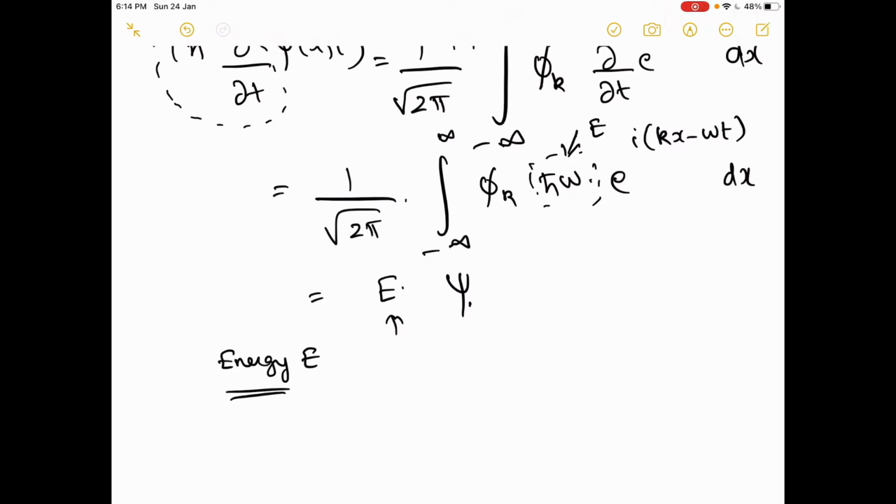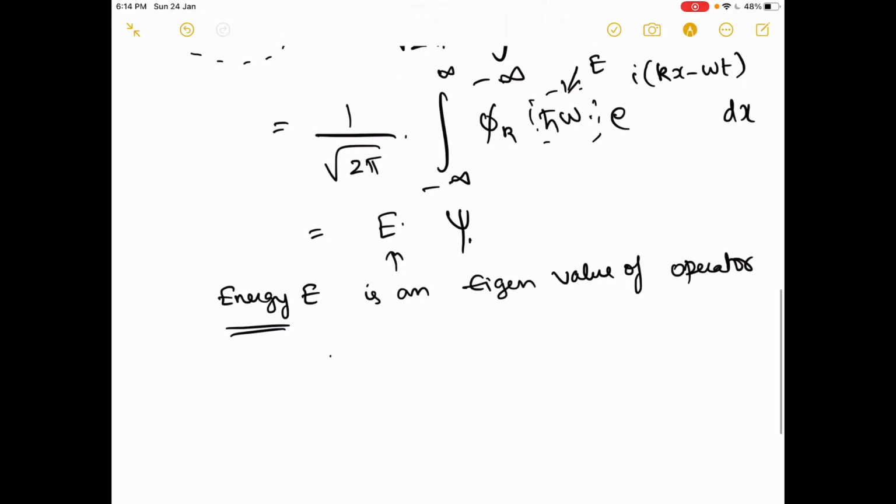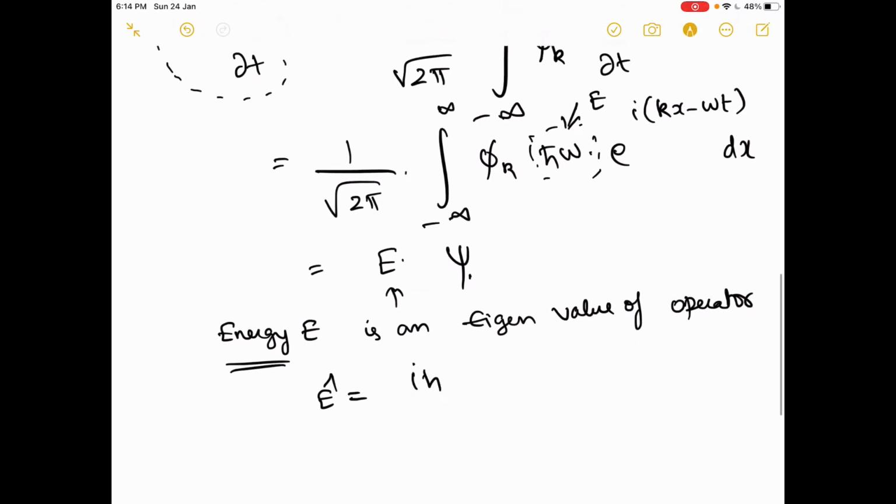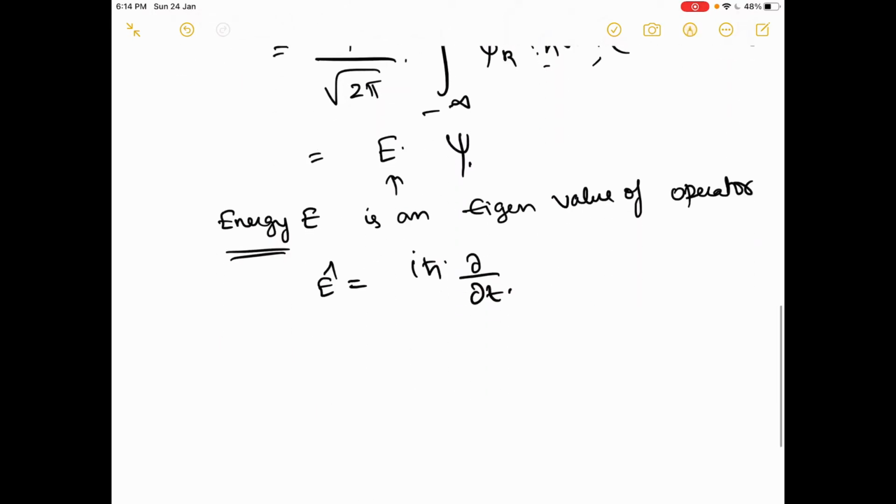This energy E is an eigenvalue of an operator. We call this an energy operator, i h bar dou by dou t, right? So this is what we see here.